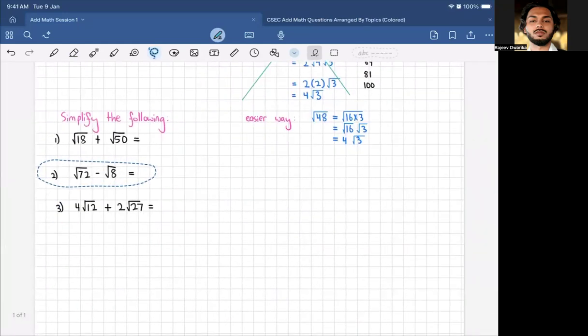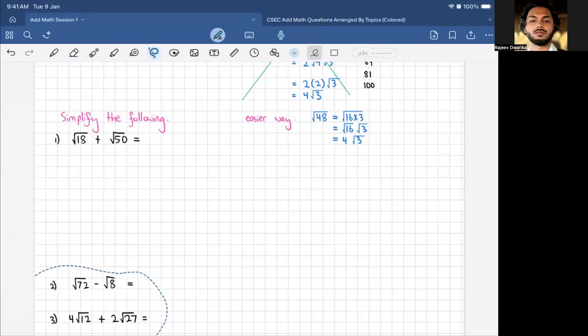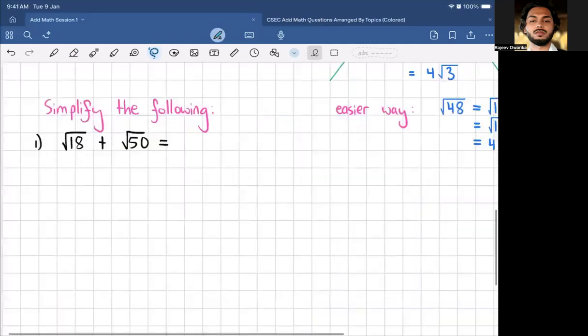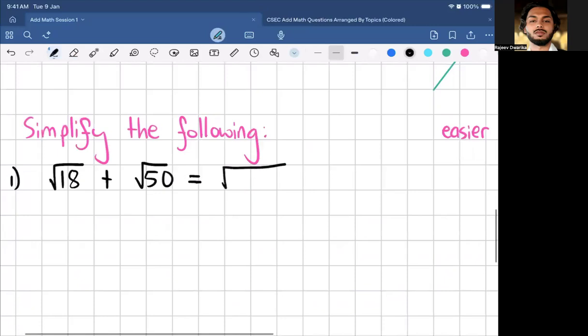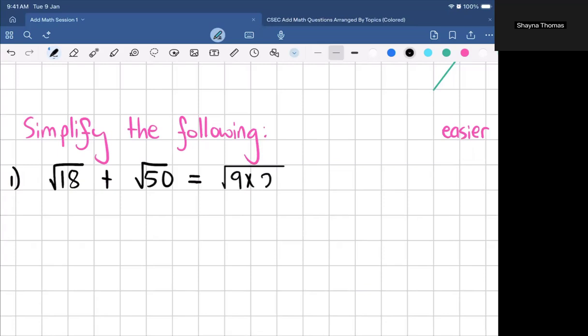So, nobody really having any trouble with this, I'm going to speed through it. Sheena, we start off with the square root of 18. What are some ways you could multiply to get 18? Think of any perfect squares. So, what by what is 18? 9 by 2. Right? What by what is the square root of 50?